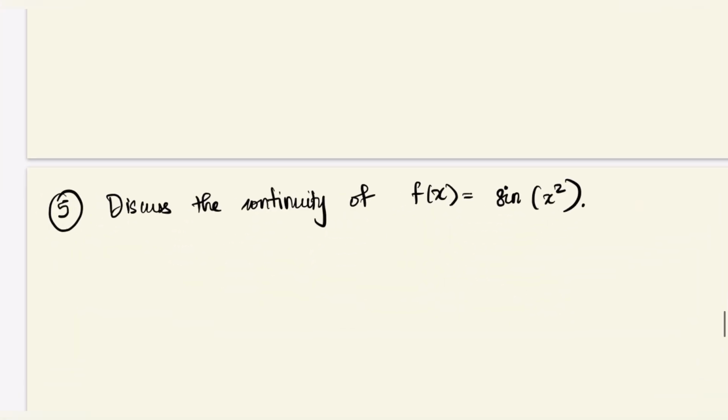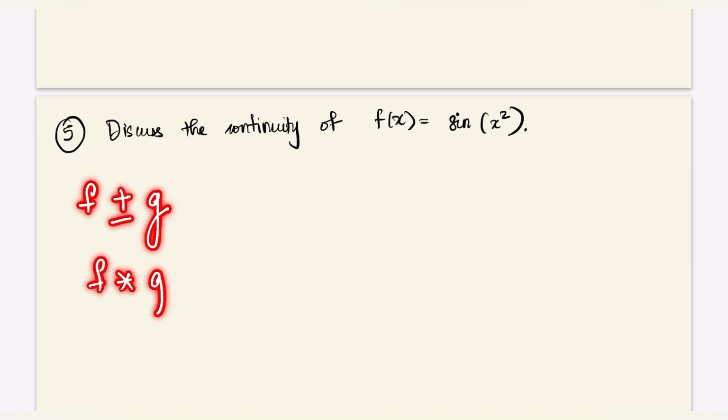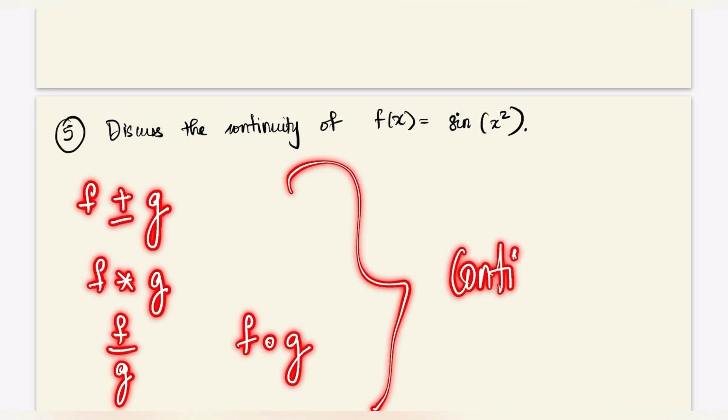Let us look at another example. There will be a function which is a composite of two different functions. So remember that there is a property. The algebra of continuous functions says that if you have a function f which is continuous and a function g which is continuous, then f plus g, f minus g, f multiplied by g, f divided by g, provided g is not equal to 0, and f composed with g, they are all continuous. So basically a mixture of continuous functions is always continuous.